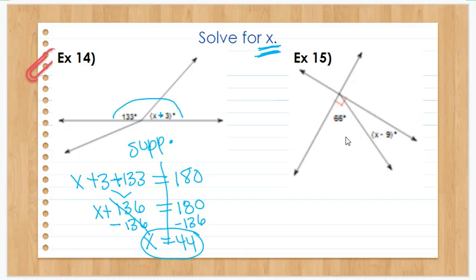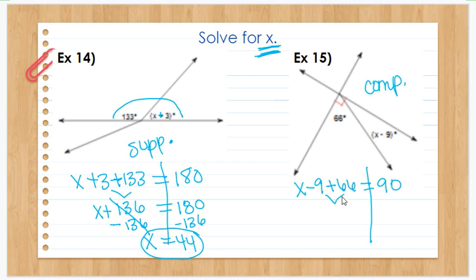All right, let's try number 15. This one you can tell has the square in the corner, so that means this angle plus this angle are going to be complementary, and we know that complementary angles add up to 90. So this time we have x minus 9 plus this angle 66, so plus 66. Together, this angle plus this angle equals 90.